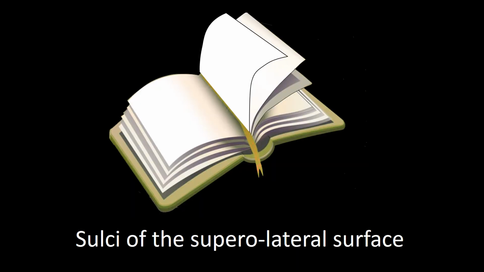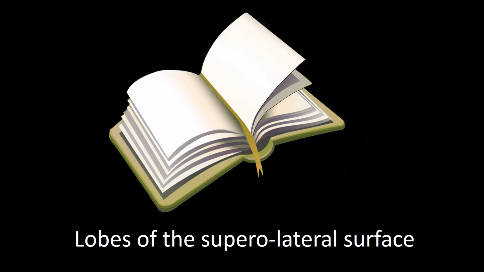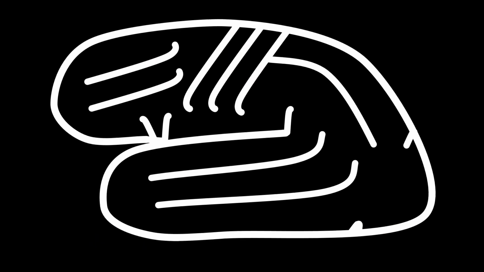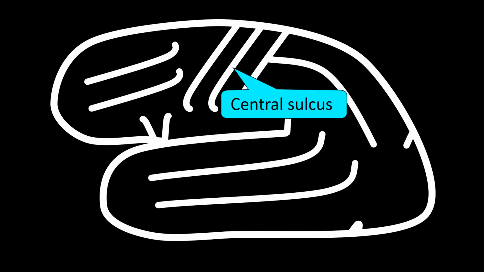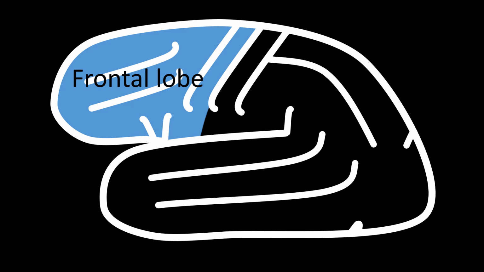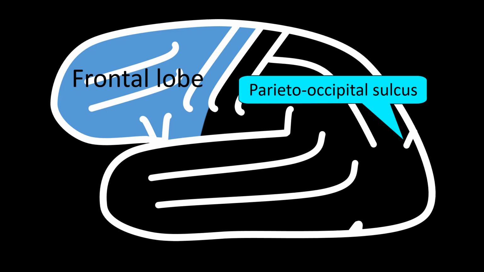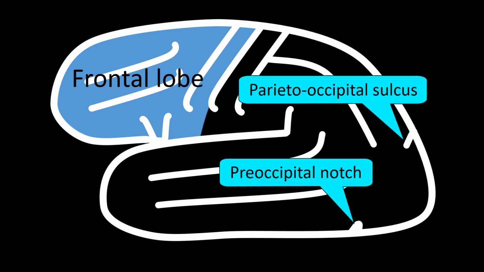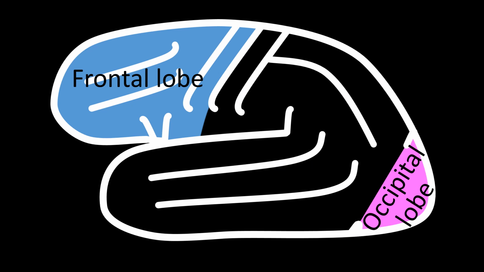So we have drawn the sulci of the superolateral surface of the brain, and we're ready to talk about lobes in this surface. So go to the just completed figure and find the central sulcus and the lateral sulcus. Draw a line from the bottom of the central sulcus to the closest point of the lateral sulcus. In front of it is the frontal lobe. Now go to the parietal occipital sulcus and the preoccipital notch. Draw a line between them. Behind is the occipital lobe.